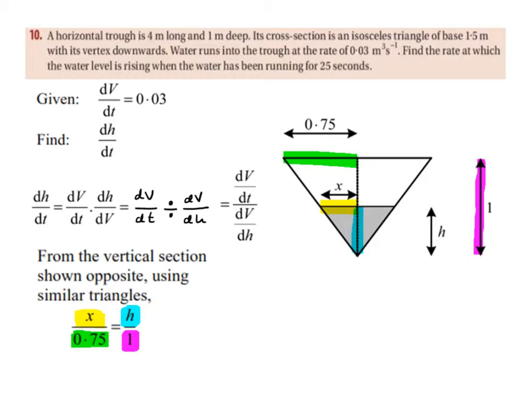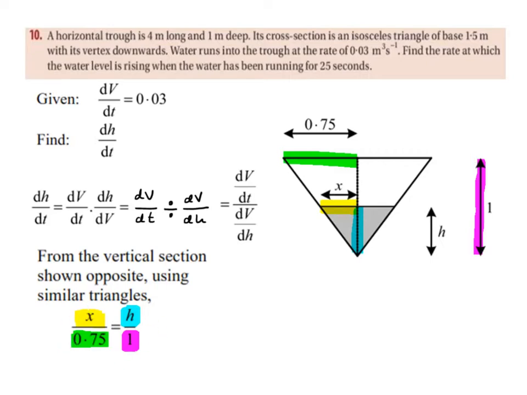So you could have written it the other way around. So you could have had 0.75 on the top and x on the bottom, and 1 on the top and h on the bottom. You'd still get the same answer, so long as you have, for example, the smaller triangle's measurements as the numerators, and the bigger triangle's measurements as the denominators, or vice versa.